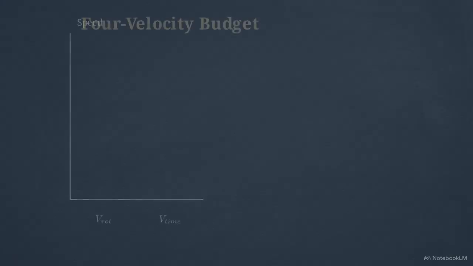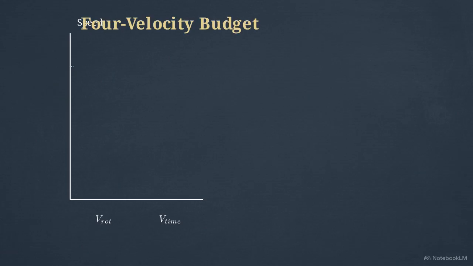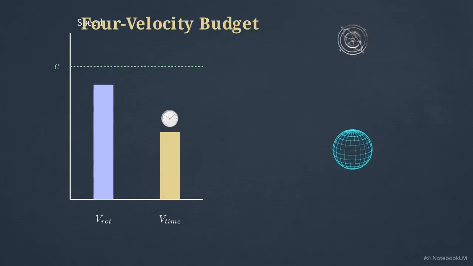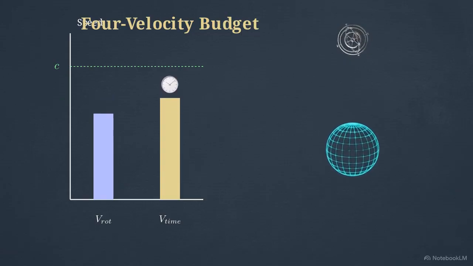This chart illustrates the model's kinematic constraint, the 4-velocity budget. The total available velocity is the speed of light. In the initial 15 AU state, the rotation velocity consumes the entire budget. With rotation maxed out at c, the velocity of time is 0. As the centrifugal force pushes the membrane outward, the radius of the universe grows.